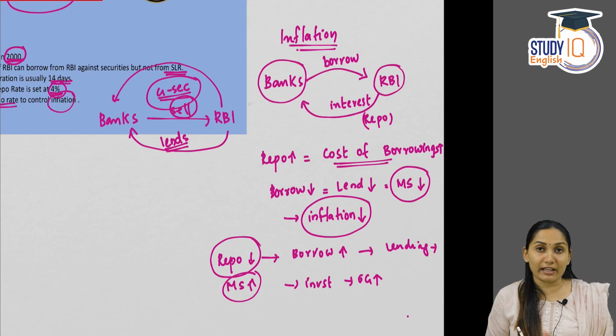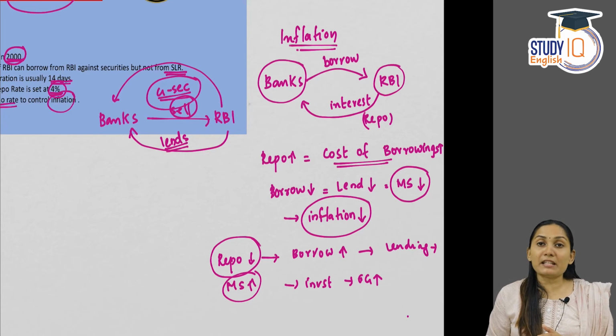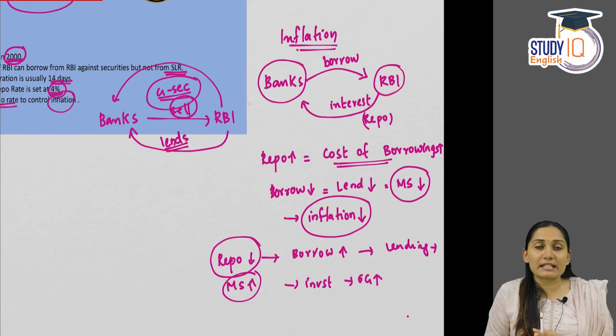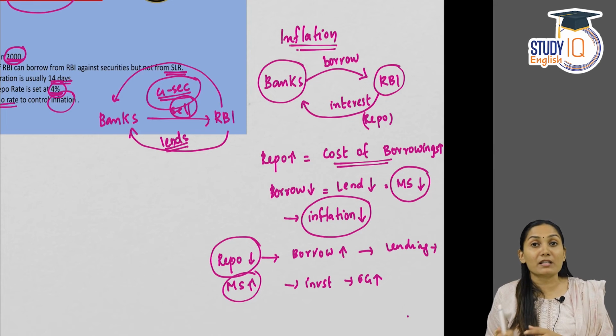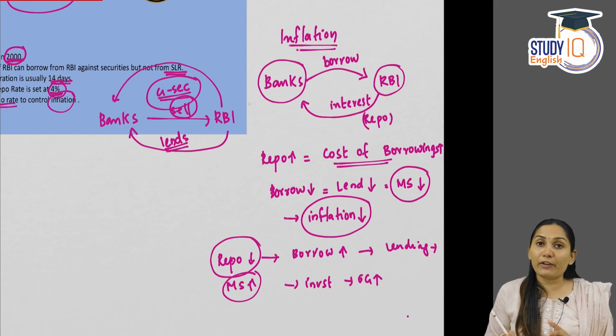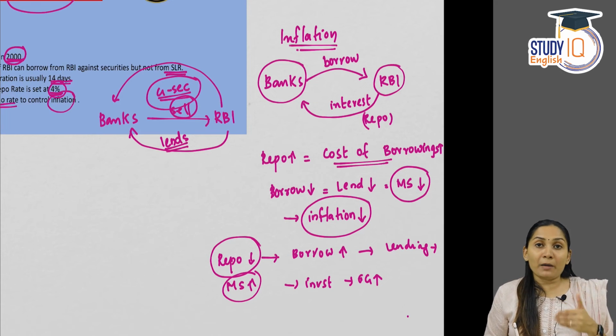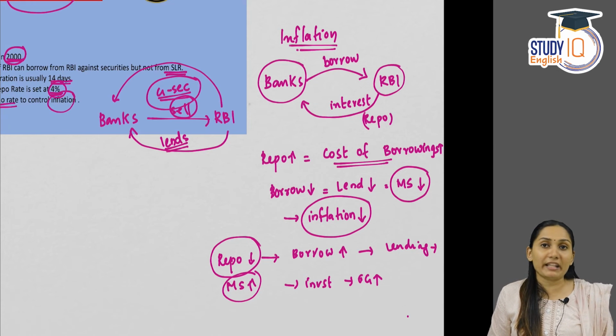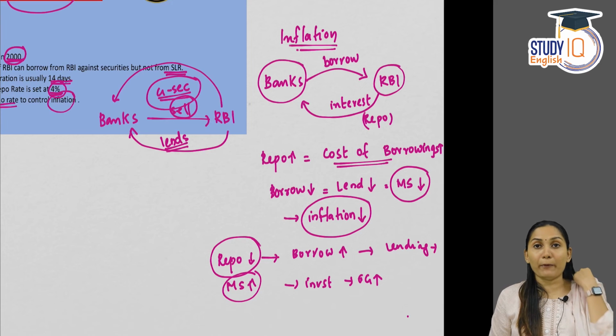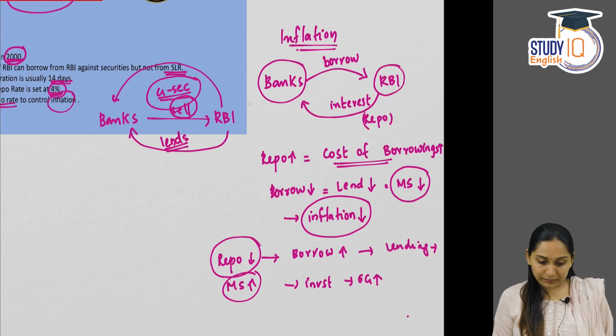I hope the idea is clear now. Inflation is a persistent rise in the prices of commodities because the money supply is high. During inflation, money supply is high. So, during inflation, RBI tries to reduce the money supply by increasing repo rate, and during deflation or during recession, RBI tries to increase the money supply by reducing the repo rate. I hope the idea is clear now. So, that's how repo acts as an effective monetary tool.